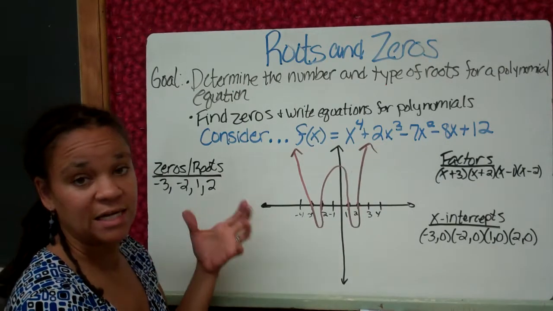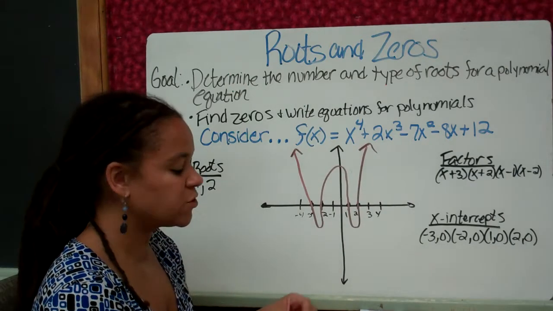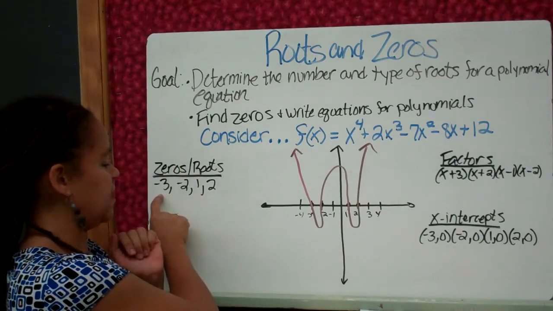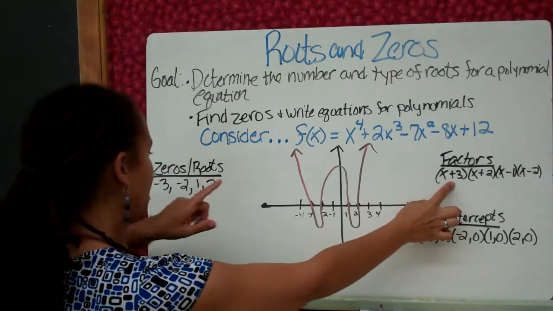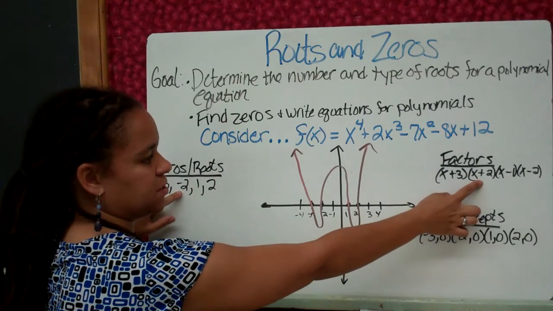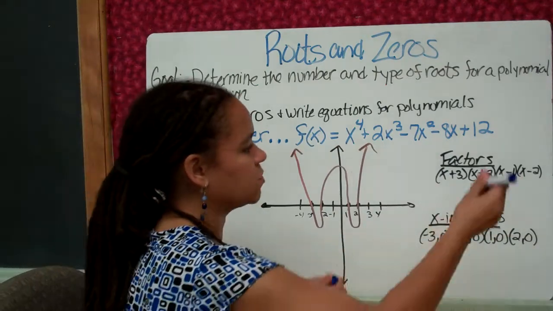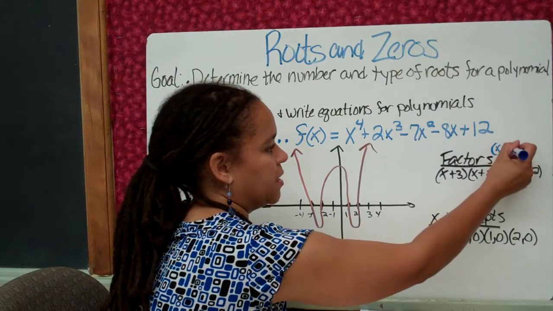If you wanted to write these as factors, your factors are x minus your root. So x minus -3 is x plus 3. X minus -2 is x plus 2. X minus 1 and x minus 2. So factors are x minus root.